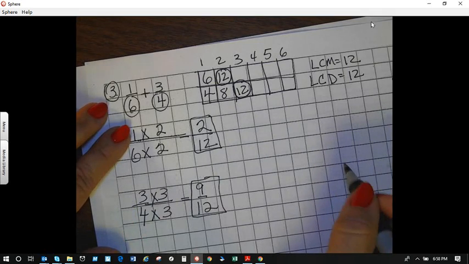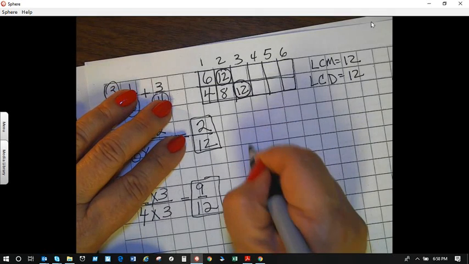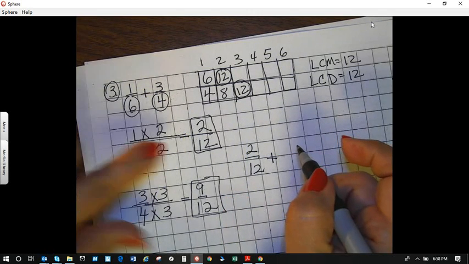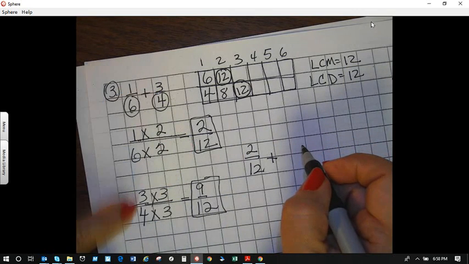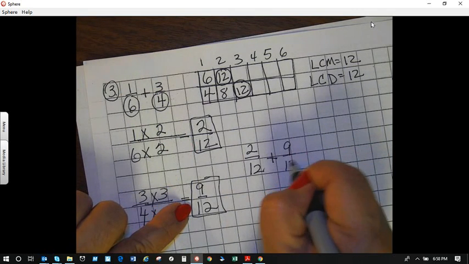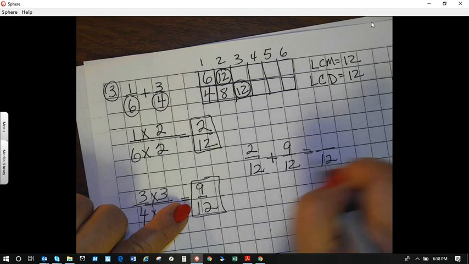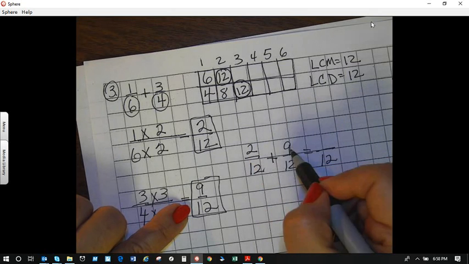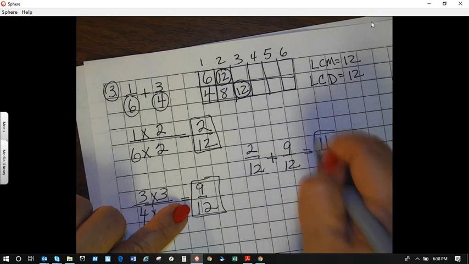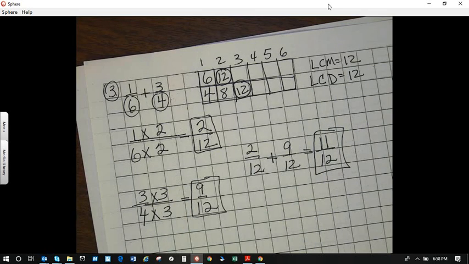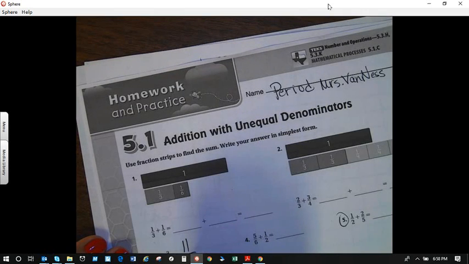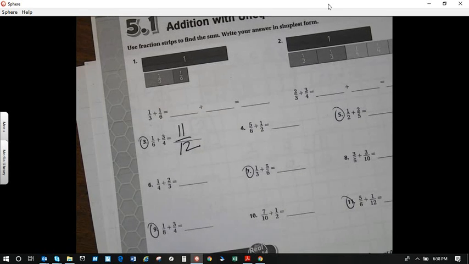So now I can add these together, and here's my new equation. I have 2 12ths. So my 1/6 was changed to 2 12ths. My 3/4 was changed to 9 12ths. They both have the same denominator. When I'm adding fractions or subtracting, my denominator stays the same. 2 plus 9 is 11. And so my answer is 11 12ths. So I'm going to place that over here. Okay. Oops, there you go. It's 11 12ths.